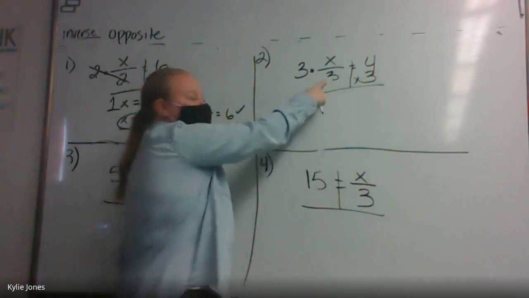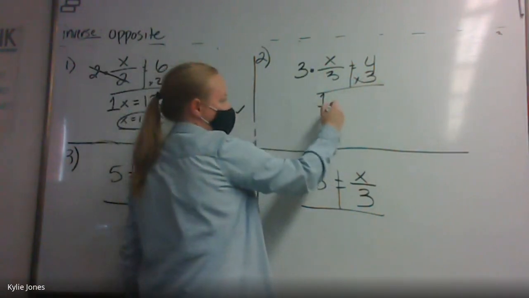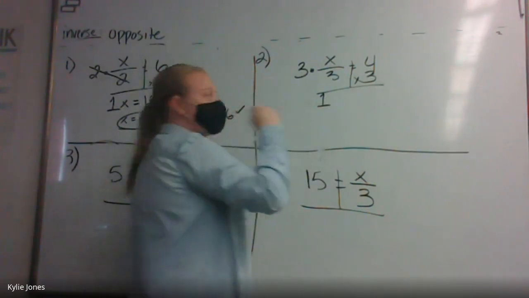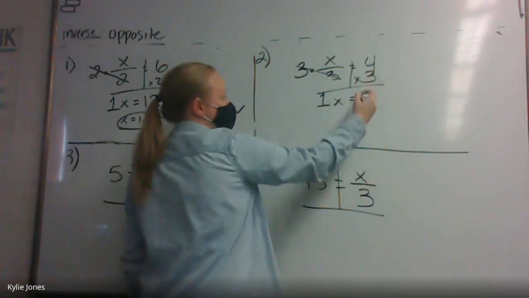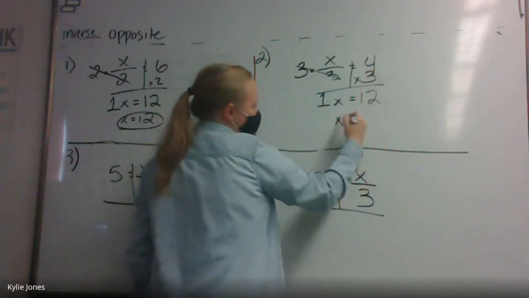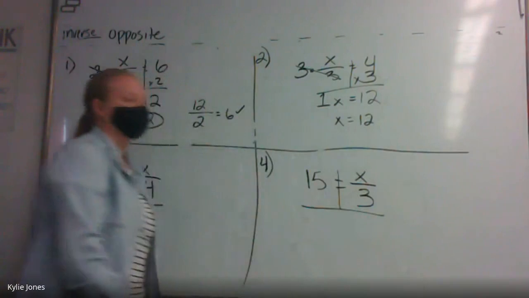3 divided by 3 is what? 1. Because it goes in one time. And then these cancel and you get your x equals. What is 4 times 3? 12. Also can be written as x equals 12.